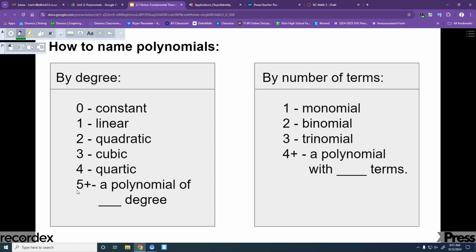So if it has 5, we'd say 5th degree. If we had 15, we'd say 15th degree, right? So anything above 5 does not have a special name. We also can name these by their number of terms. Now, technically, this first one is not a polynomial.